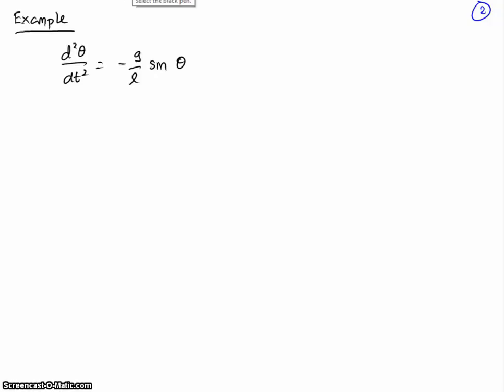Let's say you have this second order ODE, where on the left hand side you have d^2 theta/dt^2, and on the right hand side you have minus g/l sine theta. In this case, t represents time, and theta is your unknown variable that you're interested in. Theta is an angle. So this is your unknown variable, and g and l are constants.